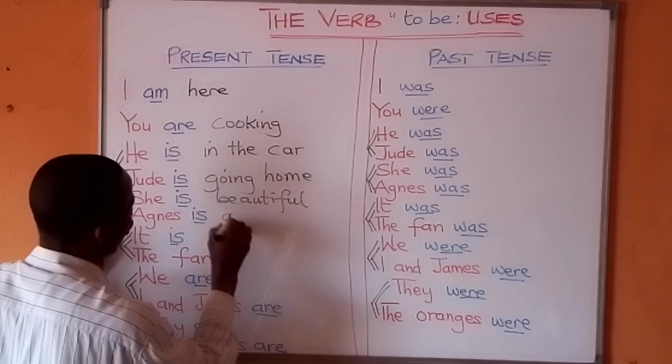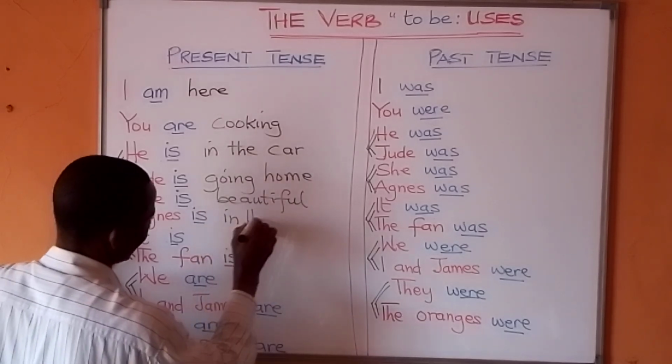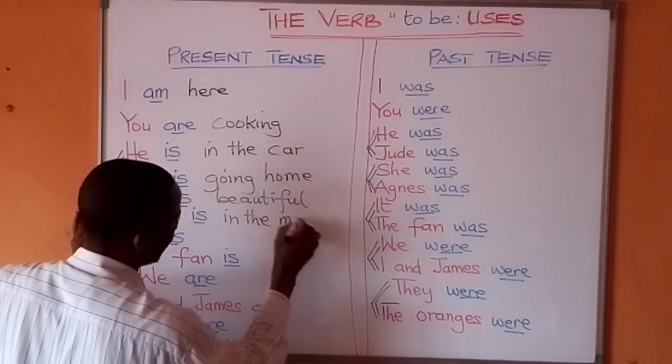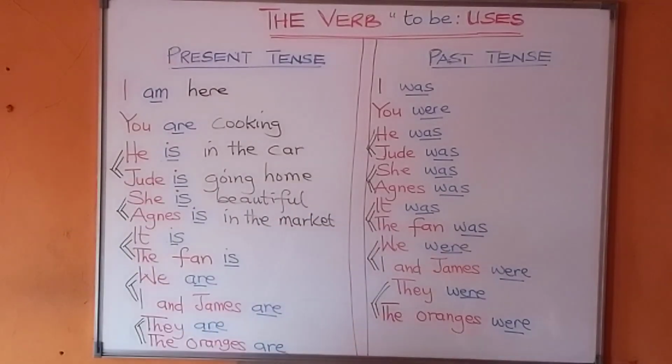Agnes is at home. Agnes is in the market. Agnes is learning. Agnes is cooking. Agnes is there. Agnes is here. Agnes is my sister. And so on and so forth.